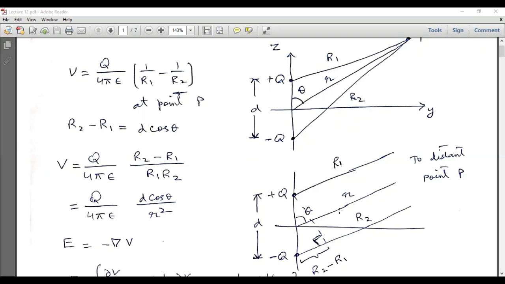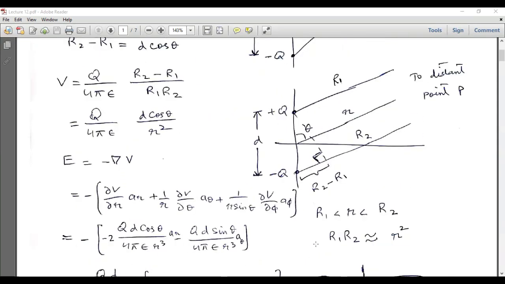Under this condition, the vector from this point up to this point will be equal to r2 minus r1. Beyond this line, all these three vectors have equal length, so r1 will be equal to r2 beyond this point. It means the difference between r2 and r1 is equal to the length of this vector. So this vector is actually r2 minus r1.